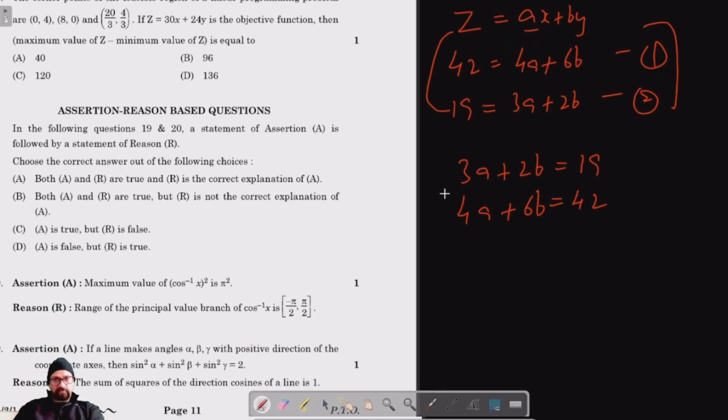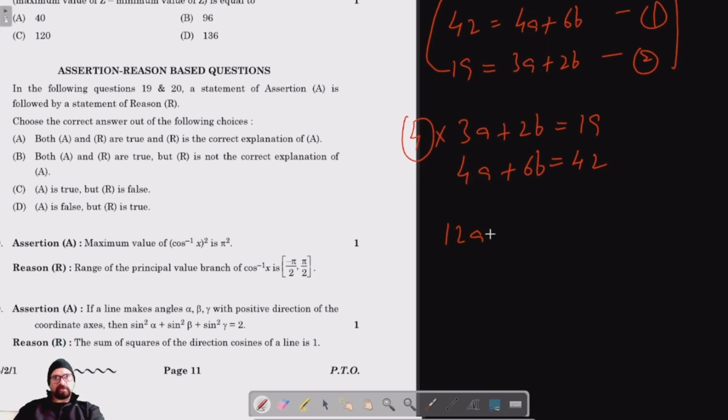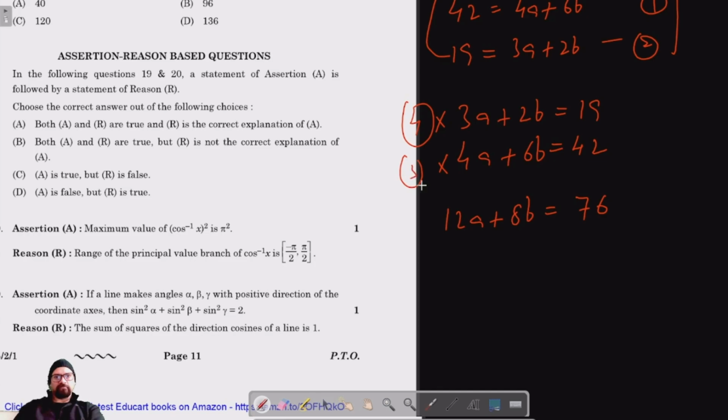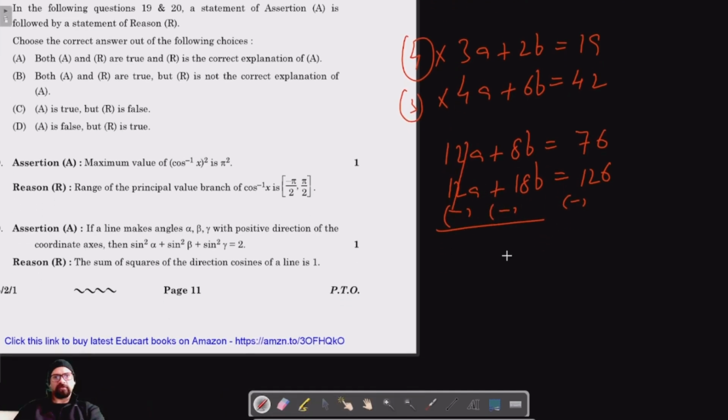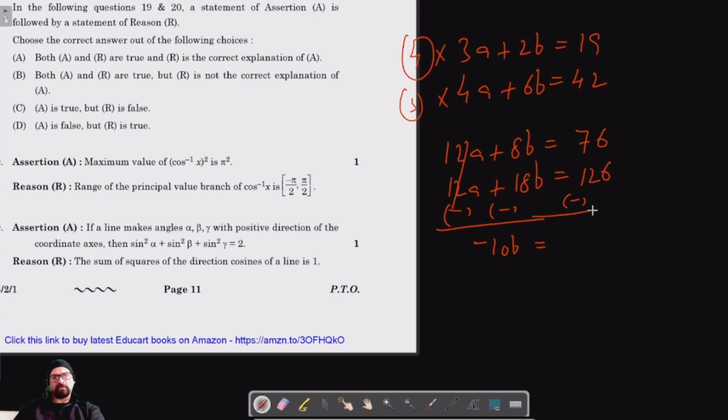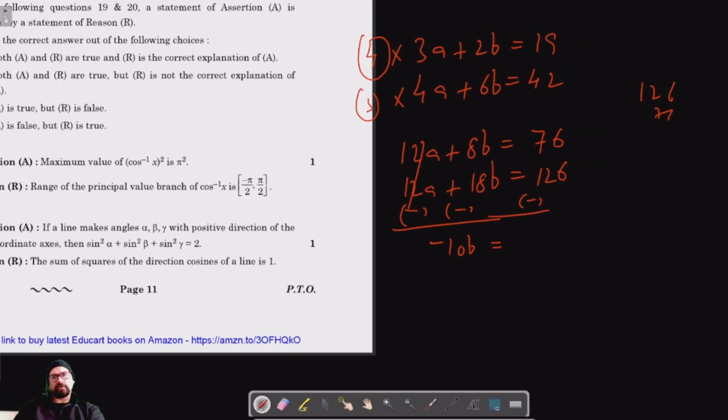If I multiply the first equation by 4, this gives me 12a plus 8b is equal to 76. Let's multiply the second equation by 3, which gives me 12a plus 18b is equal to 126. If I subtract these equations, this gives me minus 10b is equal to minus 50.